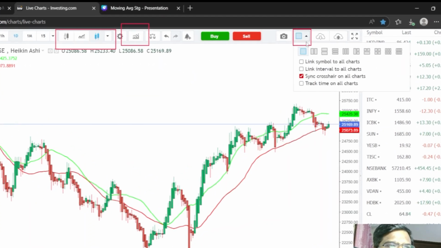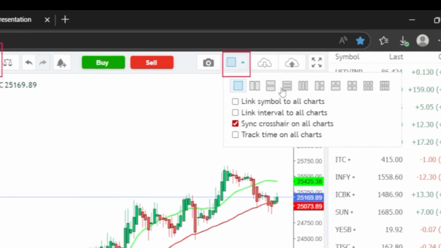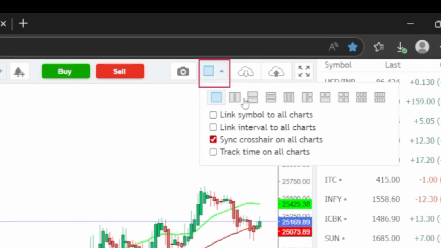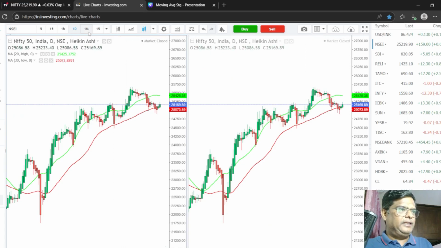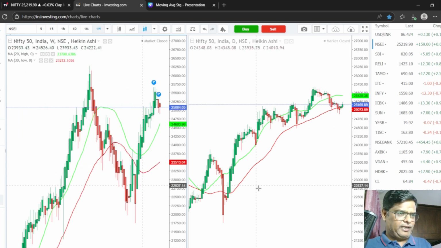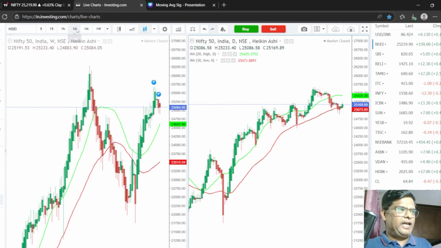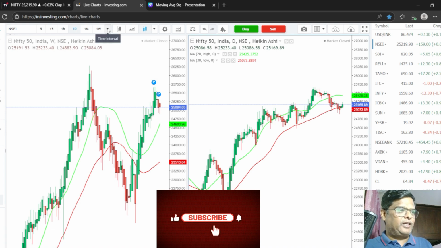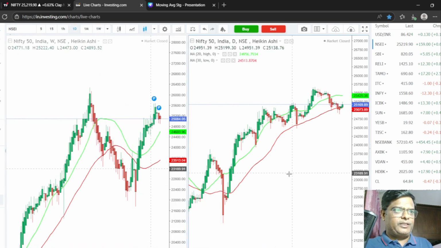Click here and select the two windows. You can also select 3, 4 or 5 windows. Click here for daily. I am changing this one back, clicking here for weekly. So this screen is weekly, and this screen is daily. It is already on daily; if not, you can click here and choose Day. Now this is the weekly time frame and this is the daily time frame.